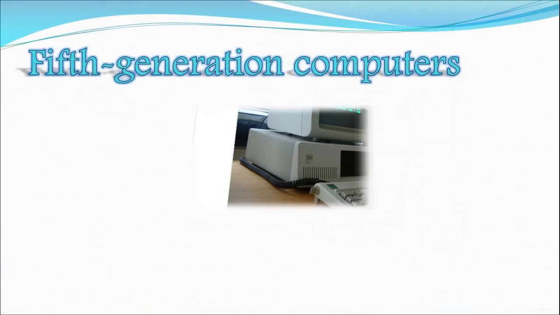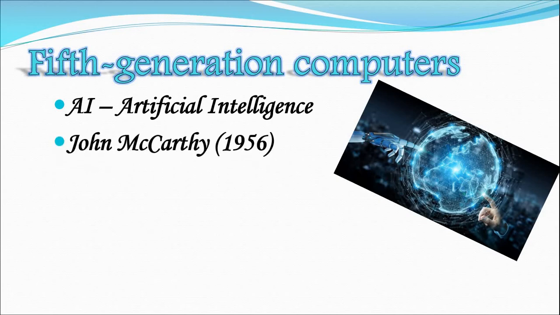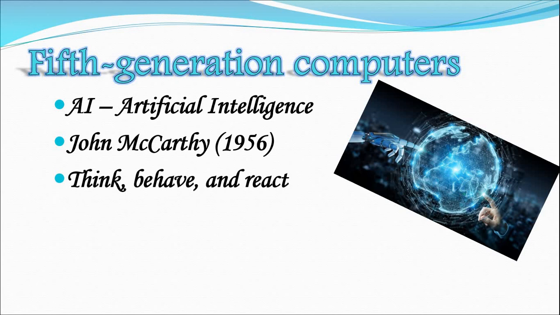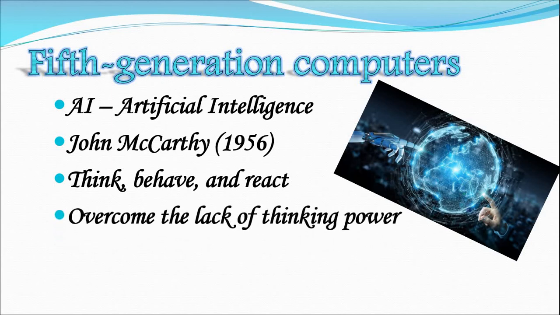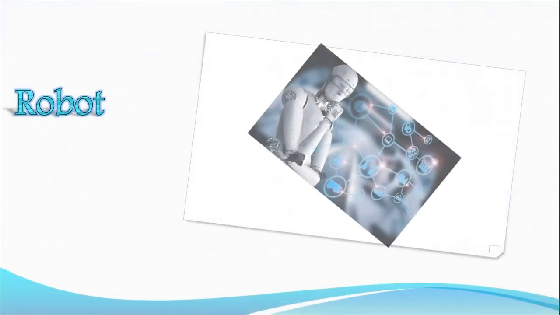Next, fifth generation computers. They are based on artificial intelligence. The term artificial intelligence was introduced by John McCarthy in 1956. Artificial intelligence is the branch of computer science that aims to create computers that can think, behave and react in the same way as humans do. And it can overcome the lack of thinking power in the earlier generations of computers. The fifth generation computers will be able to take commands in an audio-visual way and can carry out the instructions. An example of fifth generation computers is robots.